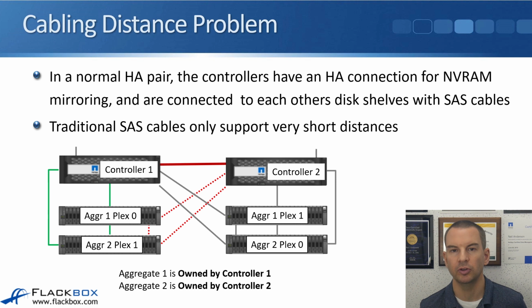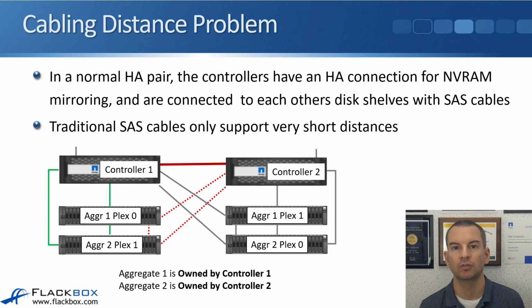Okay, so let's look at a possible hardware problem that we would have with this. And that is that in a normal HA pair, the controllers have an HA connection for NVRAM mirroring, and they are connected to each other's disk shelves with SAS cables. And the problem is that traditional SAS cables only support very short distances, just a few meters.